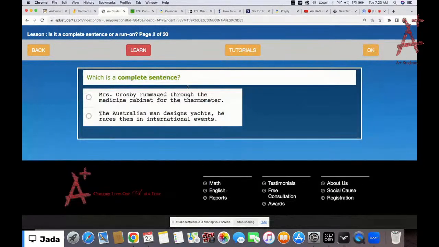Which is a complete sentence? Mrs. Carsby rummaged through the medicine cabinets for the thermometer. The Australian man designs where he races them in. So it should be the first one. It has a subject, which is the lady. What she's doing, she's rummaging. So this one is the verb.